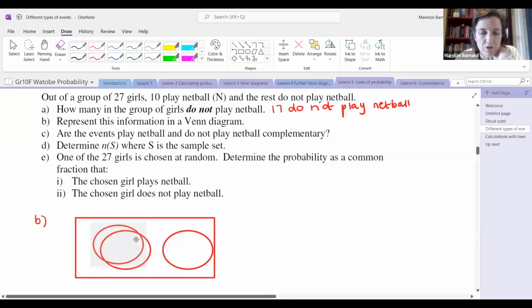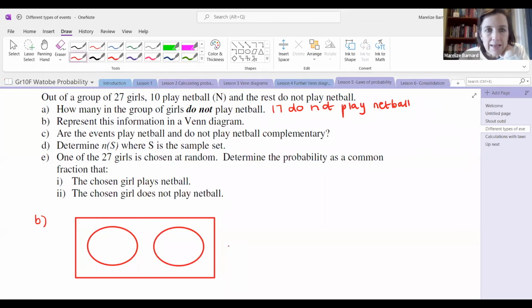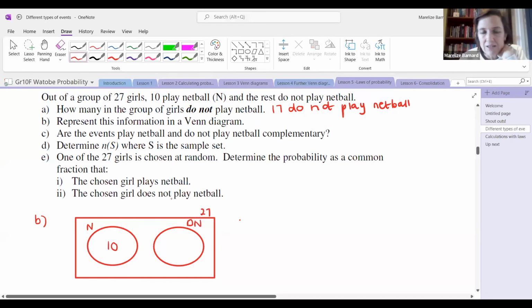Okay, so I hope you've got a good attempt there for your Venn diagram. Check that yours is right. So we've got our sample space, and that's the group of 27 girls. Then those who play netball, that's N, and that's 10. And then those who do not play netball, which we can just say DN, or whatever you chose to represent it, and that is 17.